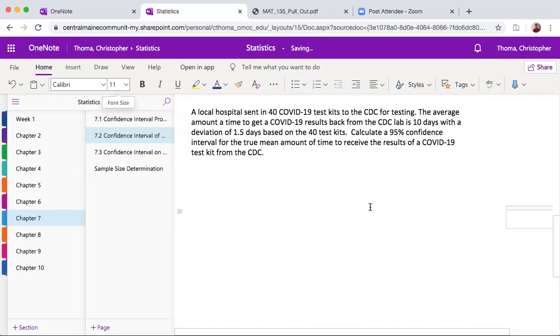So a local hospital sent in 40 coronavirus test kits to the CDC for testing. The average amount of time to get a coronavirus test kit result back from the CDC lab is 10 days with a deviation of 1.5 days based on the 40 test kits. Calculate a 95% confidence interval for the true mean amount of time to receive the results of a coronavirus 19 test kit from the CDC.